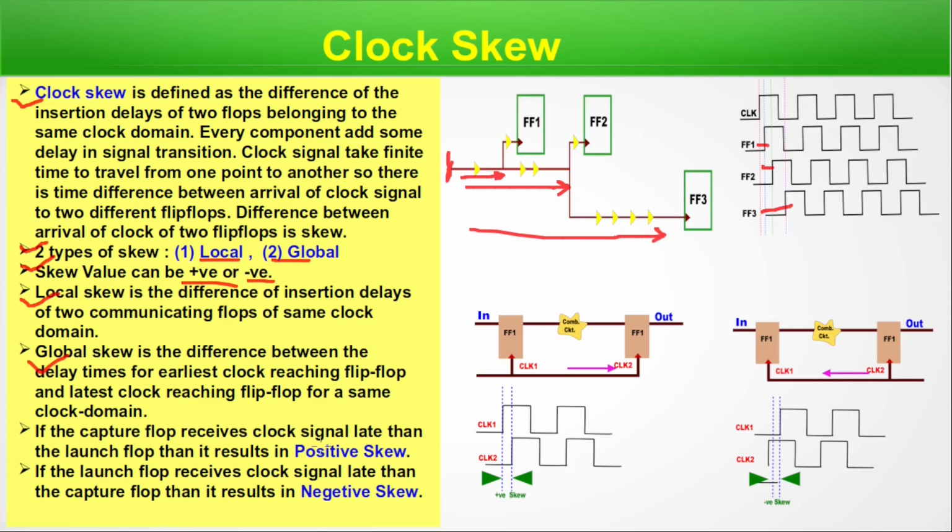Now if the capture flop receives the clock signal later than the launch flop, then it results in positive skew. And similarly, if the launch flop receives the clock signal later than the capture flop, then it results in negative skew. They are communicating, and for data transmission, the clock is required in two cases. Suppose data is going from here to there and the clock is first coming here and going there next. So that is basically positive skew. And if the launch flop receives the clock later, that is negative skew. That is all about skew. Now we will see jitter, latency and slew.